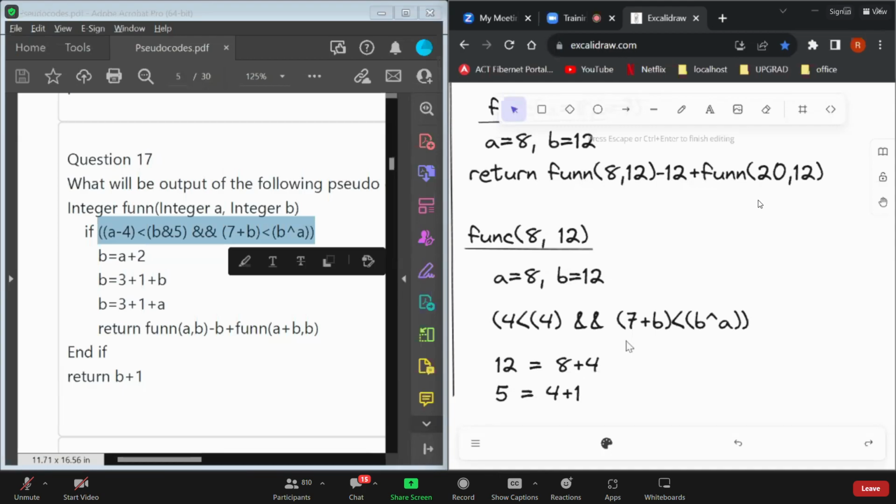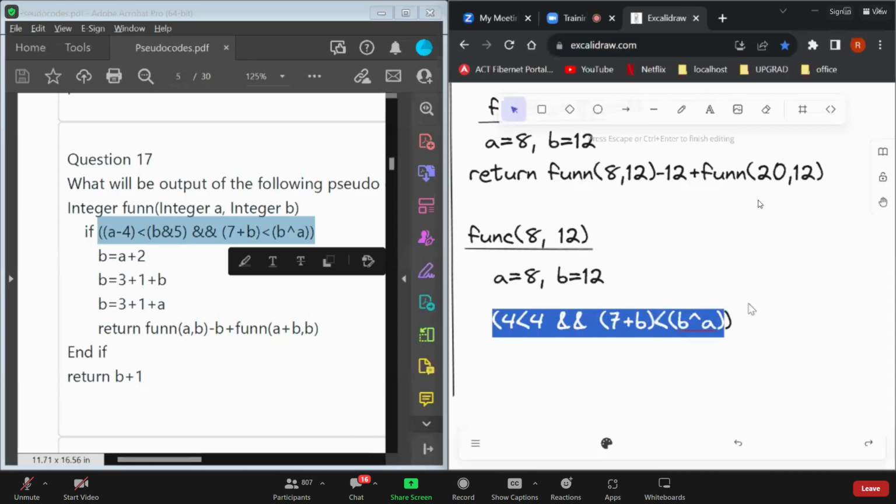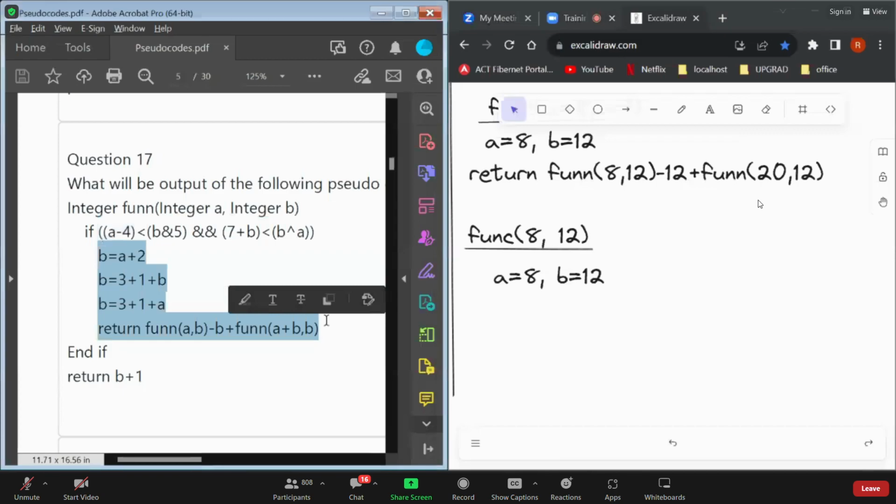When performing bitwise AND, as I told you yesterday, take the common values. You only have one common value, which is 4. So that is your answer. The condition formed here is 4 is less than 4. I don't think so, that is false. Since one of the conditions is false and you're applying logical AND, your entire condition should be false.